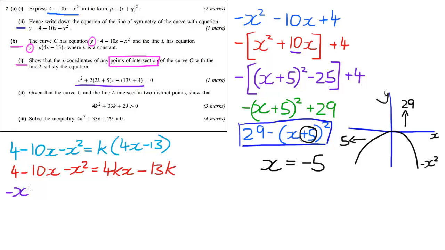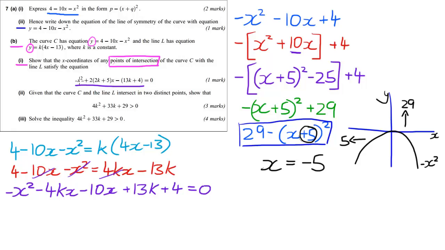So we've got a minus x squared, then we're going to have minus 4kx minus 10x, and you can cross these off as you do them, you cross these off like this. So minus 10x, then plus, let's go with plus 13k, then plus 4 is equal to 0.